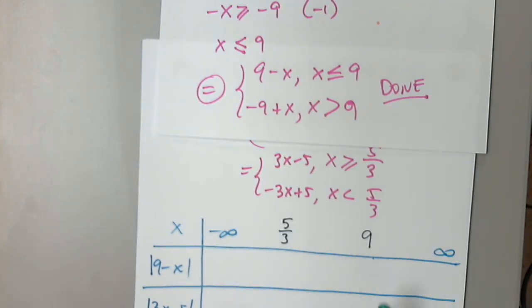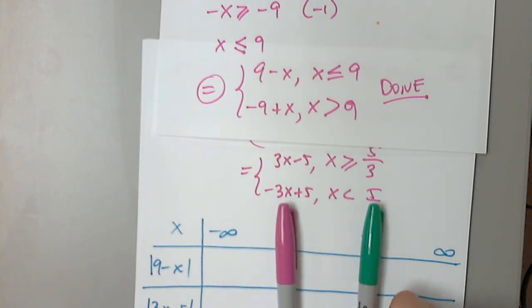Now, let me know if you see with me 3 subintervals. One between negative infinity and 5/3. One between 5/3 and 9. And the last subinterval between 9 and infinity. We agree or not? Yes.